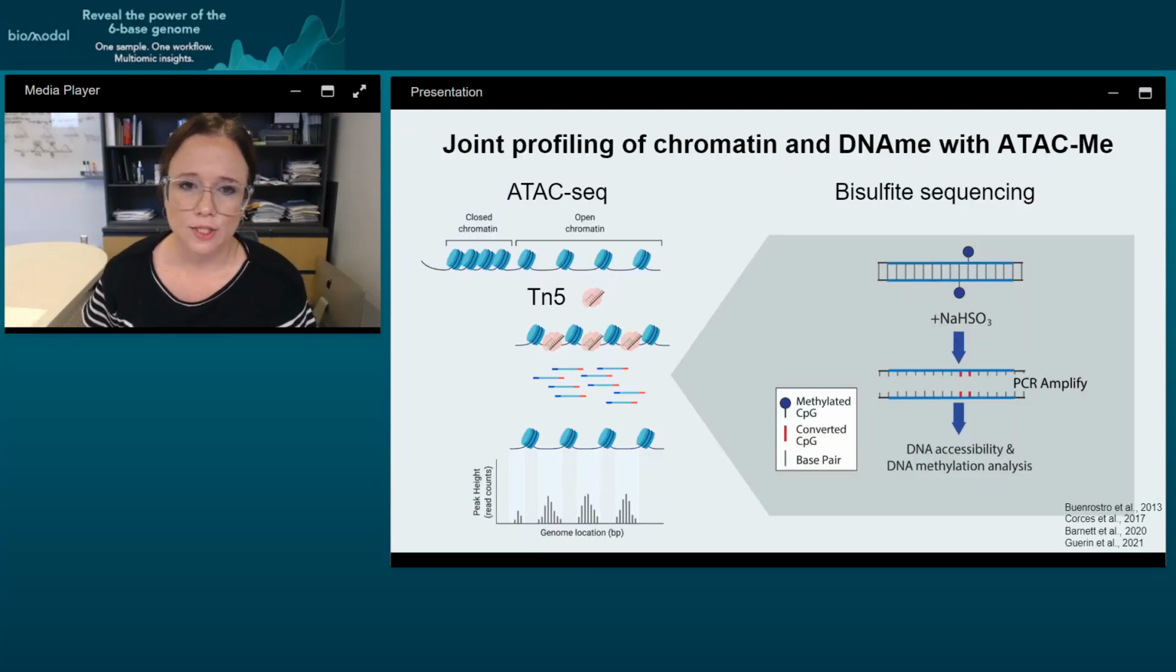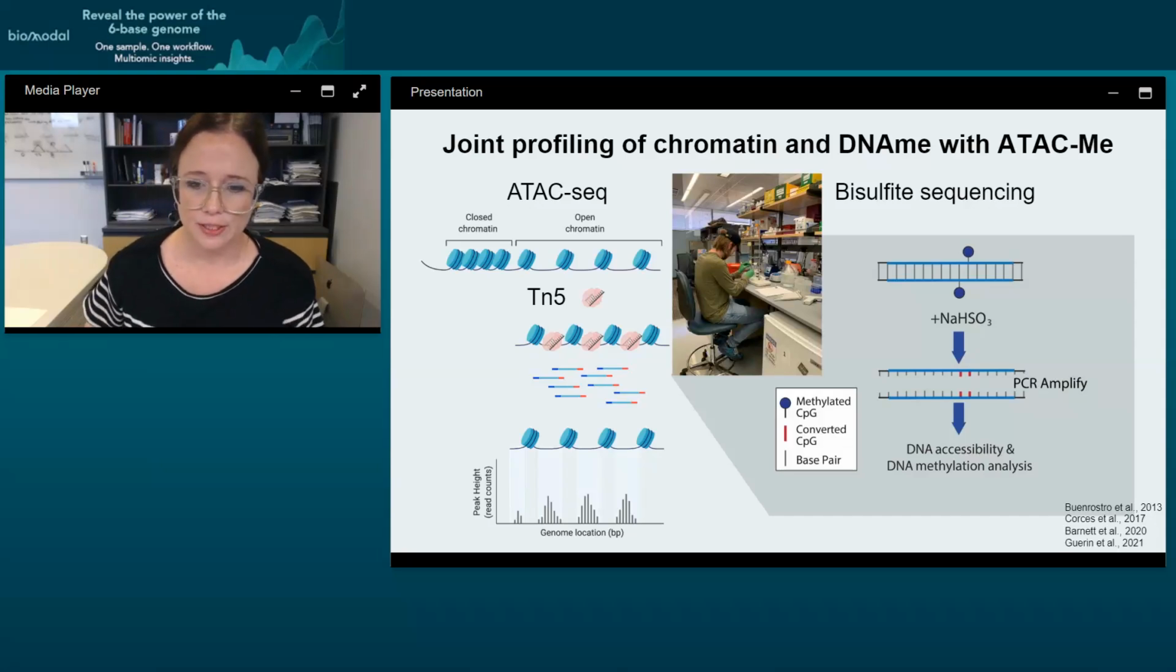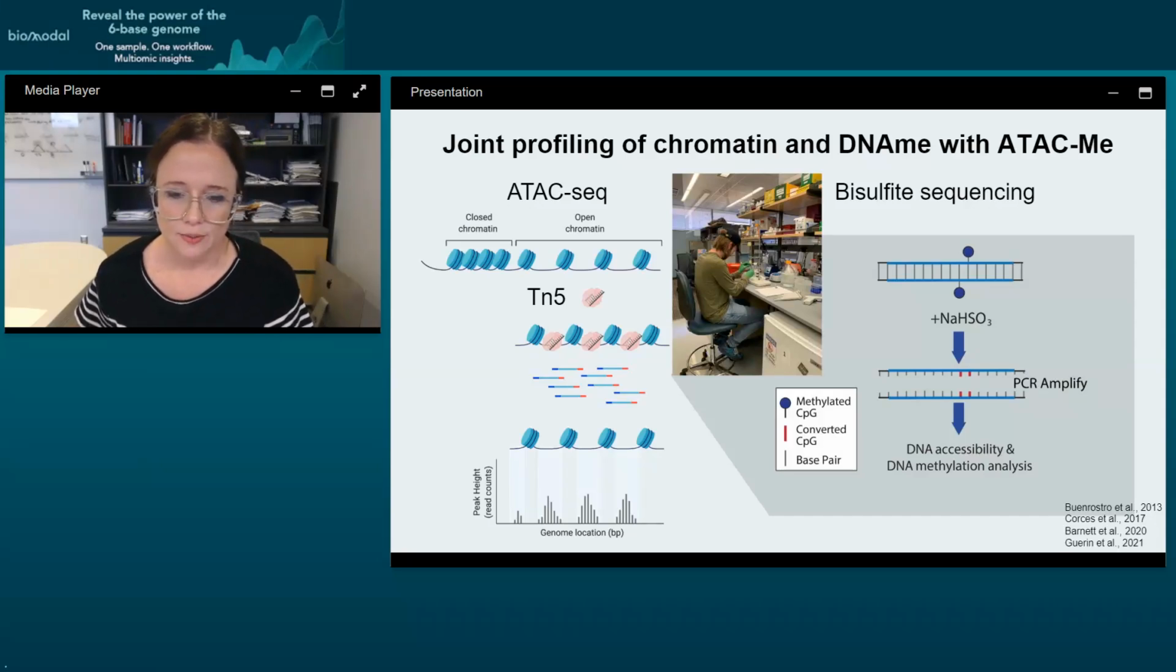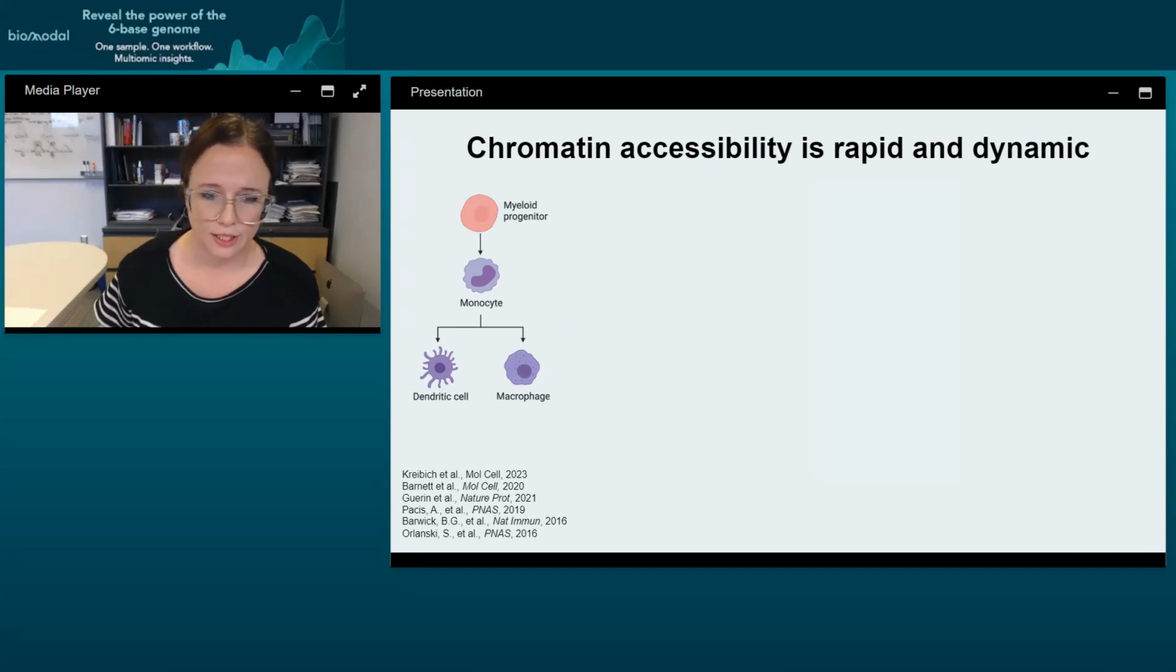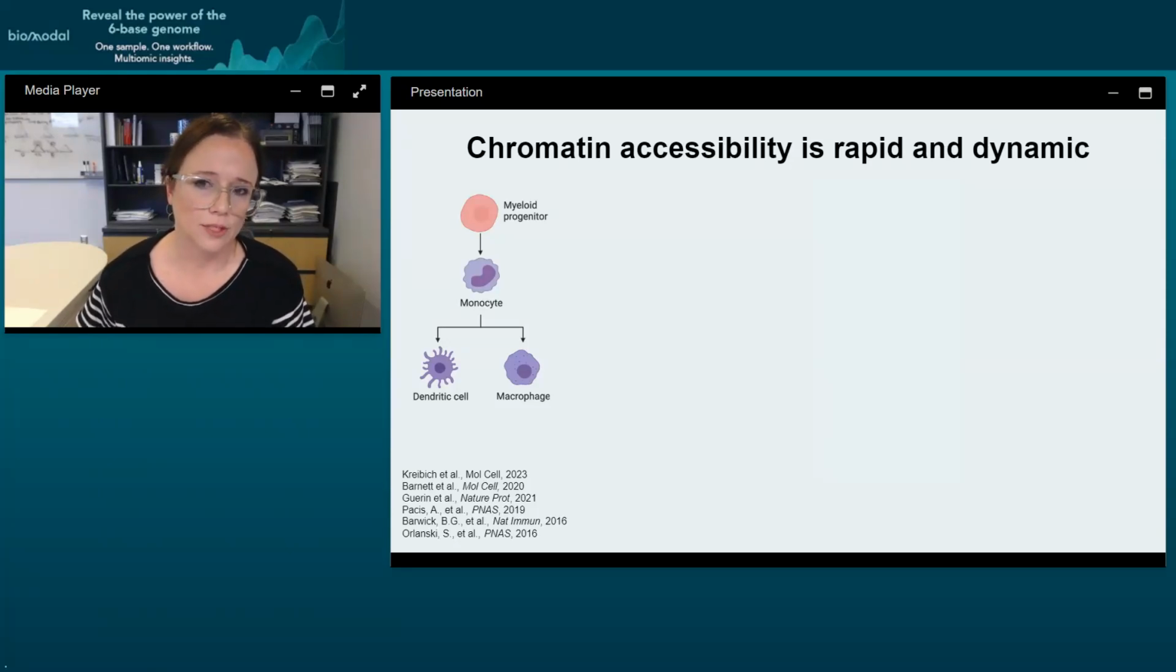So in order to do that, we developed a method that we call ATAC-STARR-seq, which essentially combines ATAC-seq with bisulfite sequencing in order to observe accessibility changes and methylation changes within the same DNA fragment population. This was developed by my very first PhD student, Kelly Barnett. And we applied this method to a model of differentiation. We started with a monocyte cell line that, when you give it a drug called PMA, differentiates to a macrophage within 24 hours.